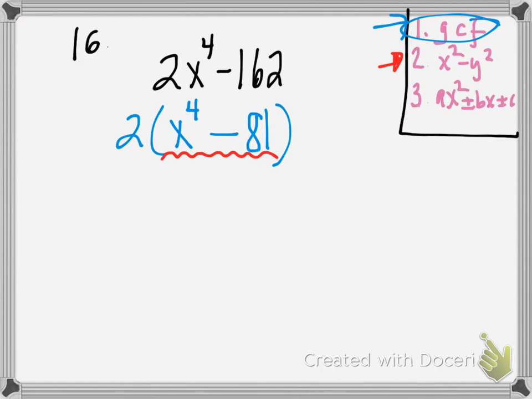So the question is, are both of these numbers squares? Is something times itself x to the 4th? And the answer is yes, because x squared times x squared is x to the 4th. And is something times itself 81? And again, yes, because 9 times 9 is 81.